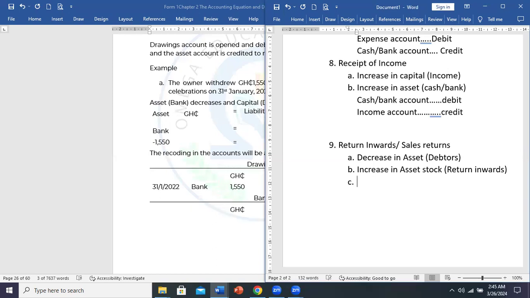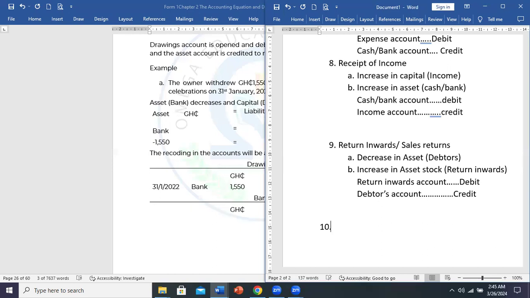Now, in terms of the T account, this is what you do. You open two accounts, which are return inwards account. What do you do to that account? You debit it. And the corresponding entry goes into the debtors account. So if the debtor's name was given, Kofi Ama or KK Limited, you use the name of the debtor and you credit it. The opposite is for return outwards, right?